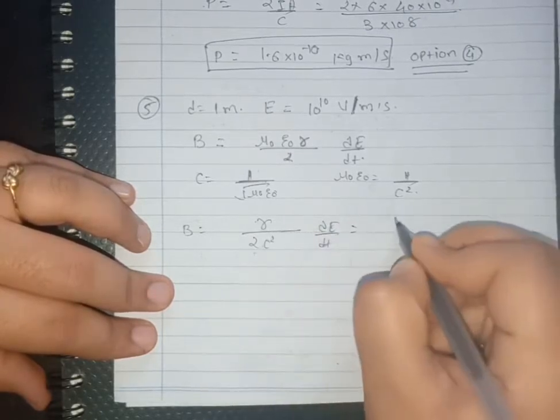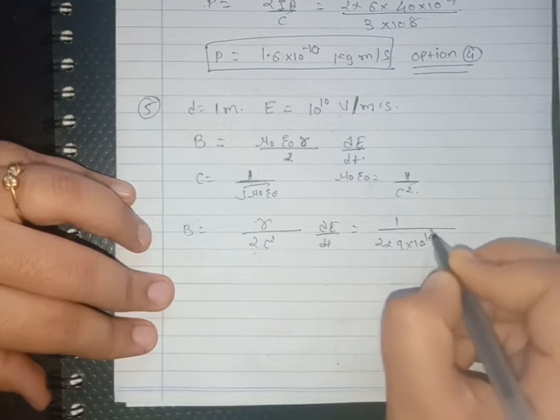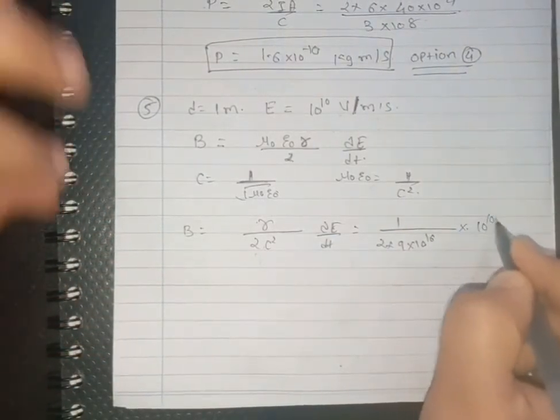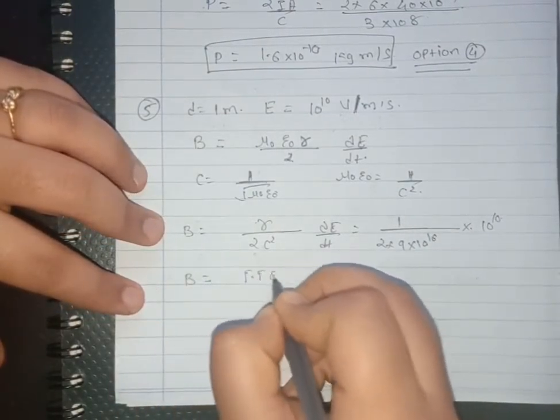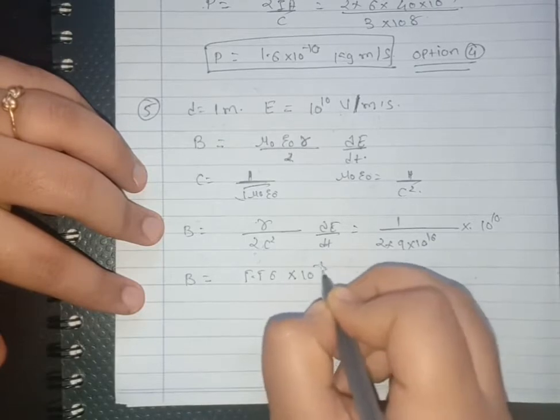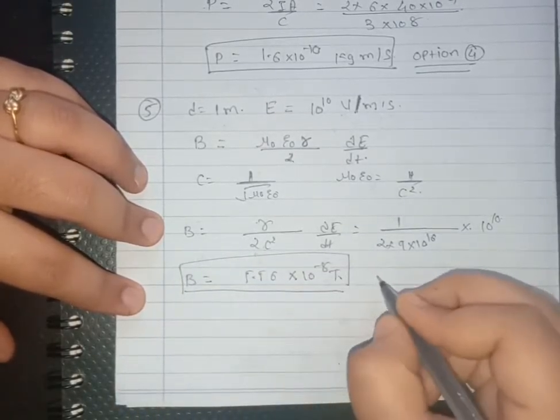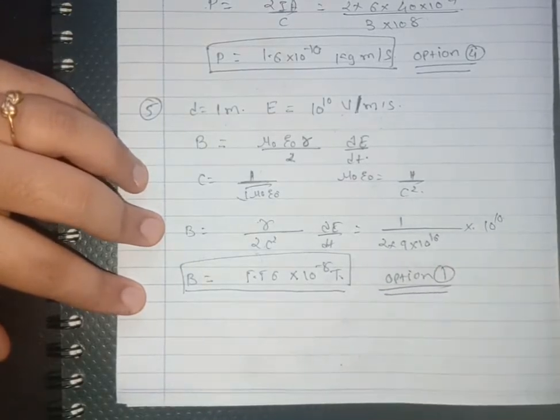R is 1, C square will be 9 into 10 power 16, and dE by dt is given 10 power 10. Simplify this, we'll get B equal to 5.56 into 10 power minus 8 Tesla. So option 1 is the correct option.